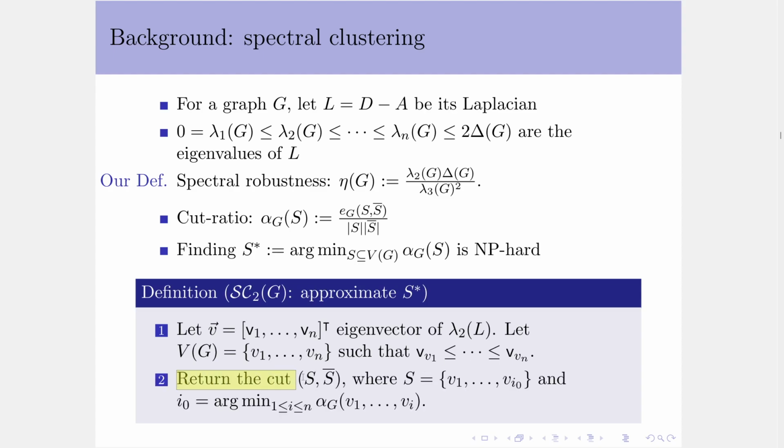And then it returns a contiguous cut, S comma S bar, where you cut linearly in the middle of this spectral ordering. The main good thing about spectral clustering is that instead of searching over all of the possible cuts, you only have to check which is the smallest cut among a linear number of possibilities.